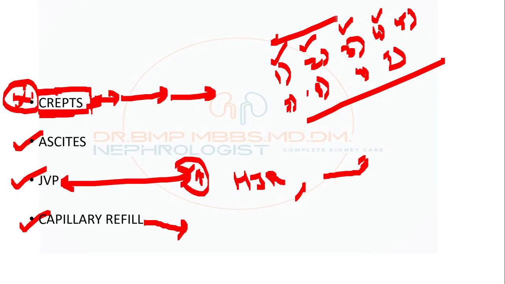History plus examination. Examination, I have told the points. Each has some kind of suggestion towards the volume status, not a clear-cut method. Again, I told each parameter like JVP, capillary refill, skin turgor, edema might have its own negative points also. Those we are trying to solve in the subsequent methods.